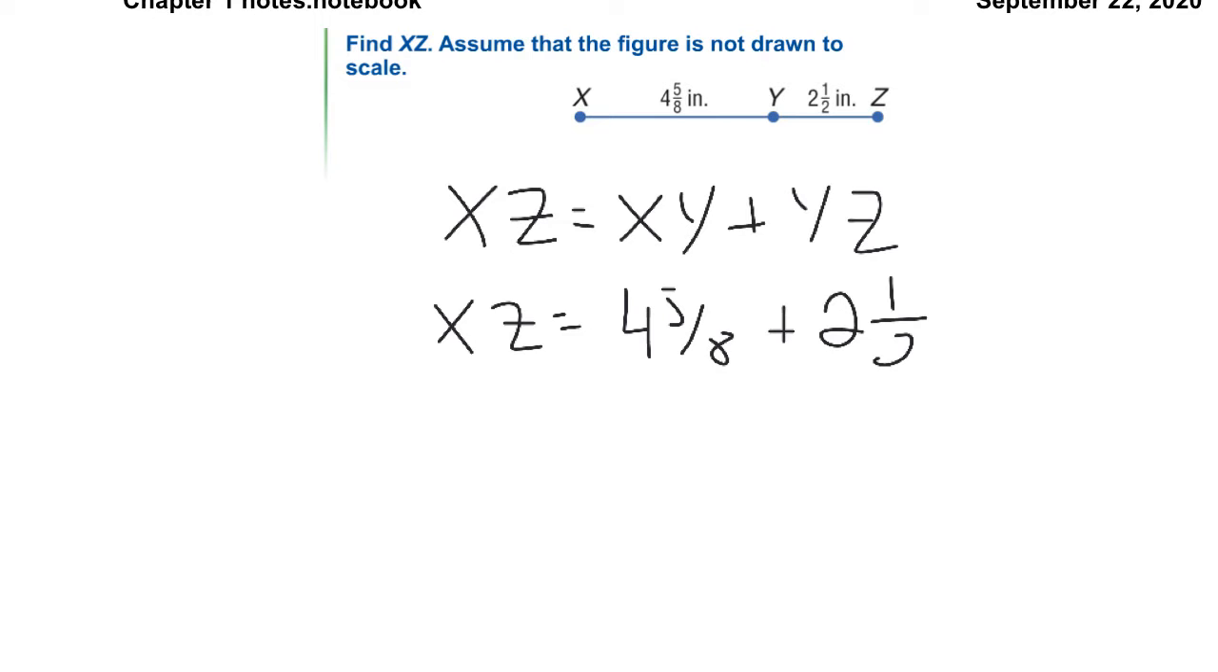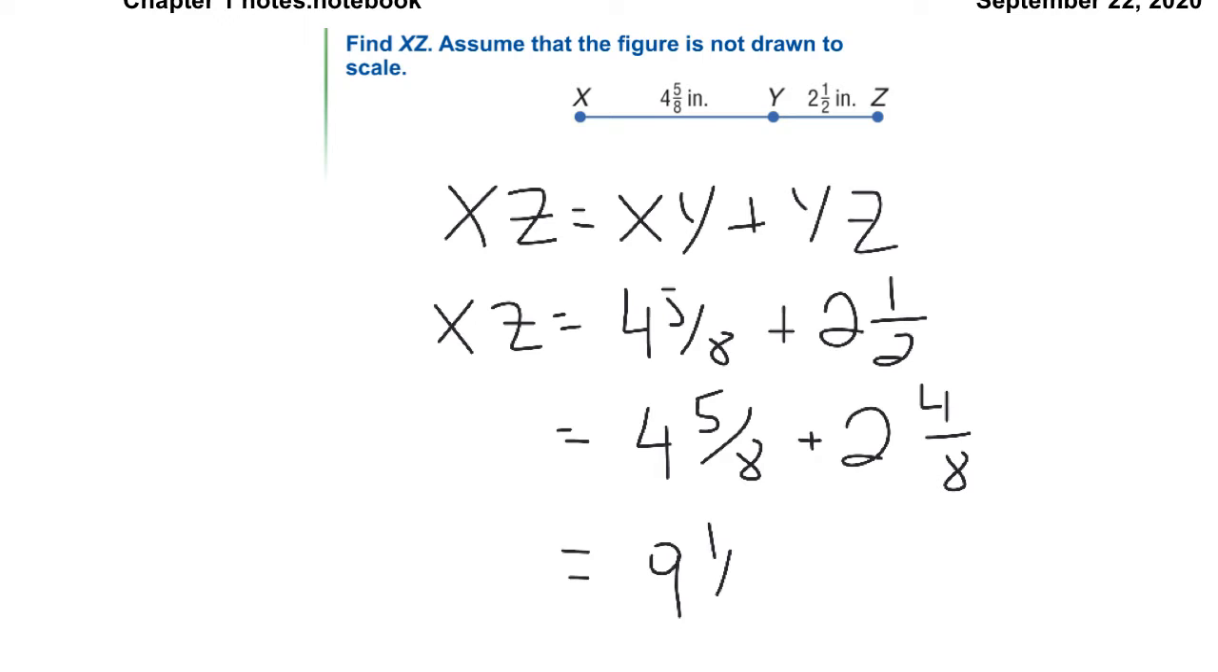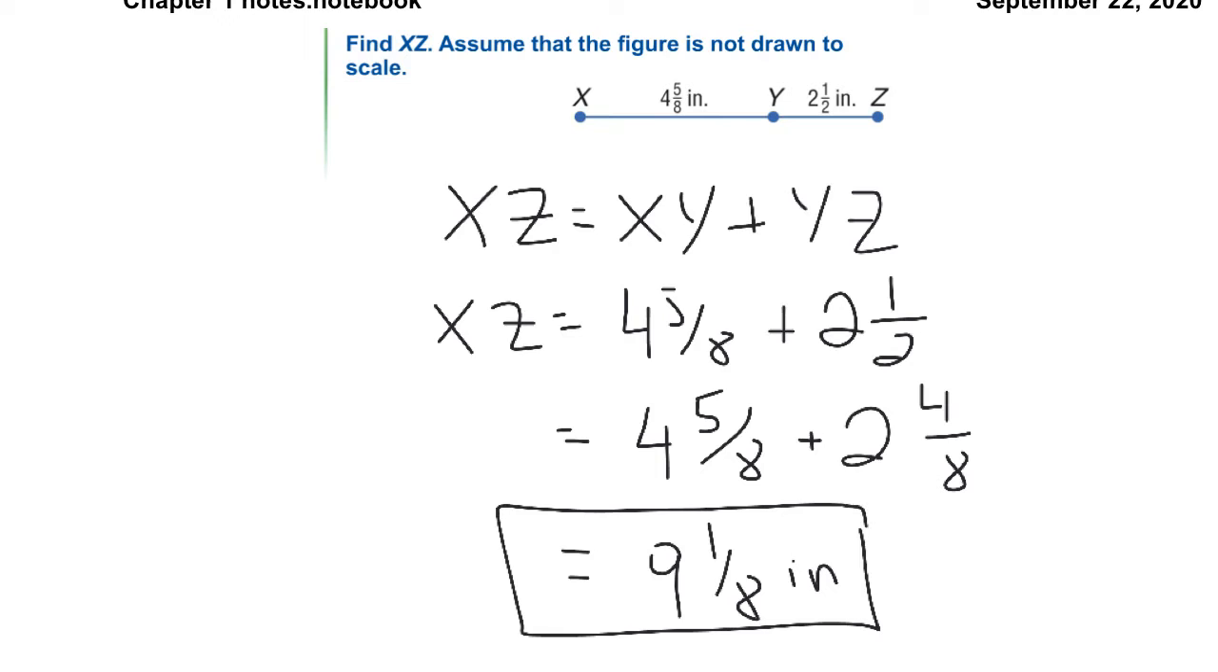Now to add fractions, I will find a common denominator. You can do this in a different way, but one way to do this is 4 5/8 plus 2, and I can rewrite 1/2 as 4/8. 5/8 plus 4/8 is 9/8, which is also 1 1/8. 4 plus 2 is equal to 8, so your final answer will be 9 1/8 inches. So this is the length of segment xz.